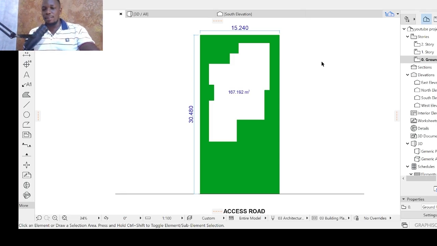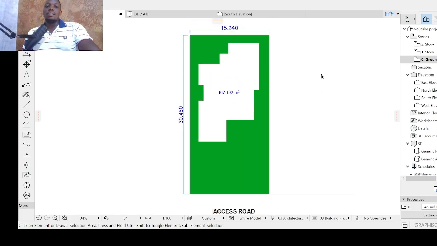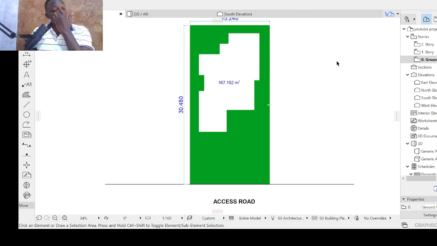And I get roughly 36%. So 36% means that I have developed 36% of this plot. Which range, I told you, is between 30 and 40 for residential. In whichever country you are, you must be falling within that range as a regulation. So that means that when you look at my draft here, you can see that on the right hand side, behind and the left and in front, I have left space.